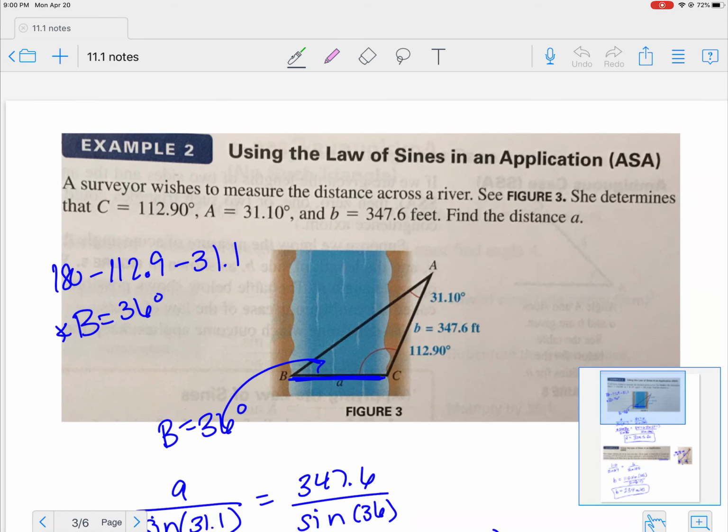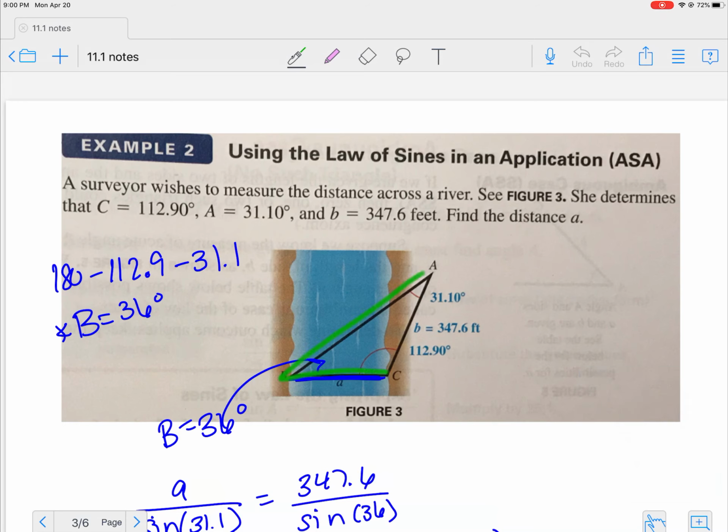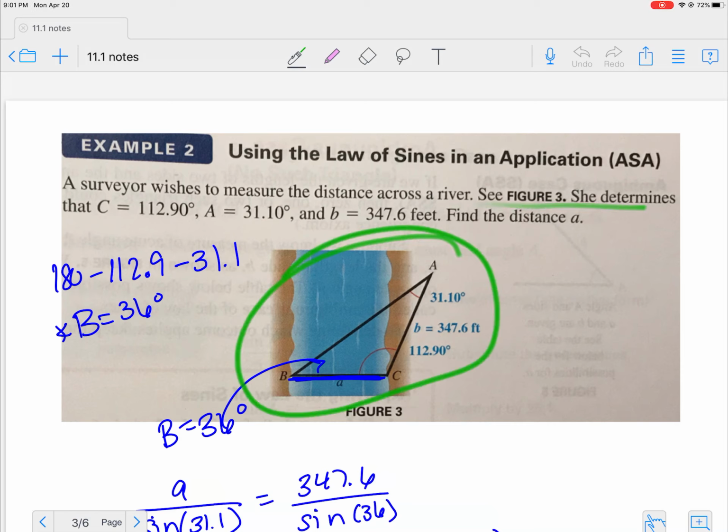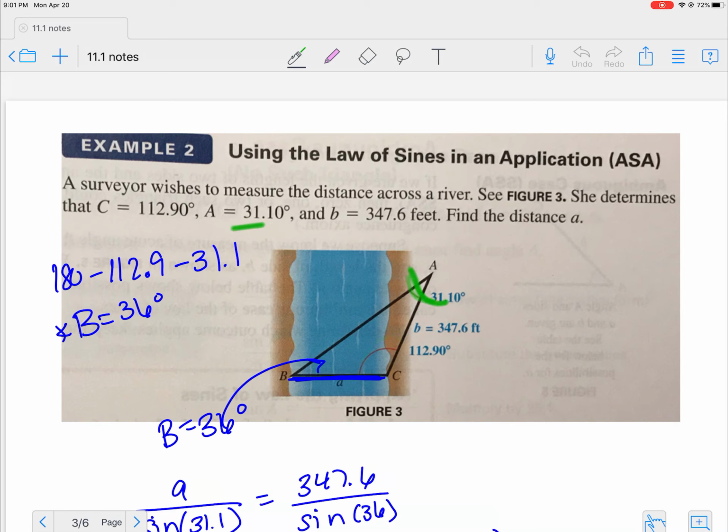Here, I have this super awesome one. I put this one in here so we could see the actual triangle of what it's talking about. A surveyor wishes to measure the distance across a river. See this figure. She determines that angle C over here is 112.9. Angle A is 31.10. Side B is 347.6. Now, when I'm looking at this, I have angle, side, and angle. I'm charged with finding the distance of A right here.